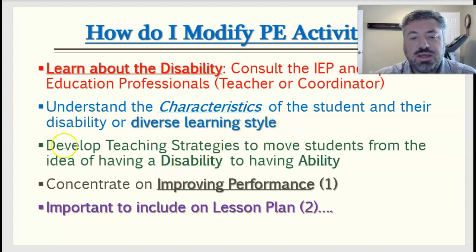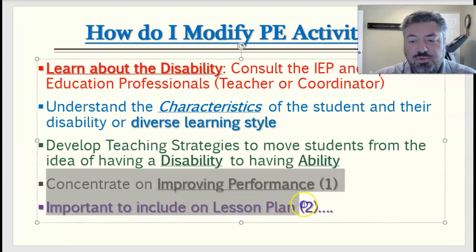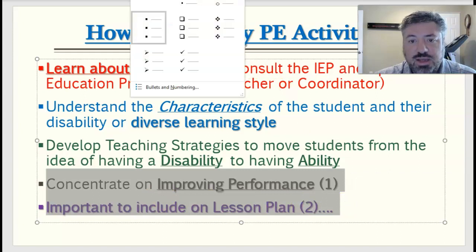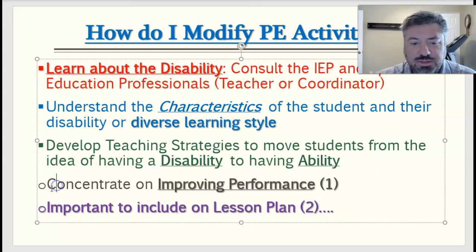All right. Next, it's important to develop a variety of teaching strategies to move students from the idea of not being able to perform, having challenges, having a disability, to a student that can perform, can do different things, and has special abilities. So it's important to take these strategies and move these students on a continuum just like you do the rest of the students in learning. So how do we do that? We concentrate on improving performance. All right. How do we concentrate on improving performance?